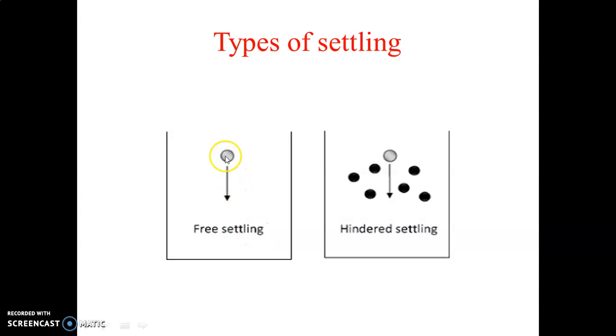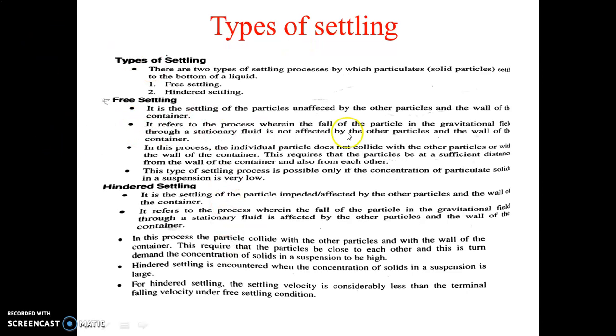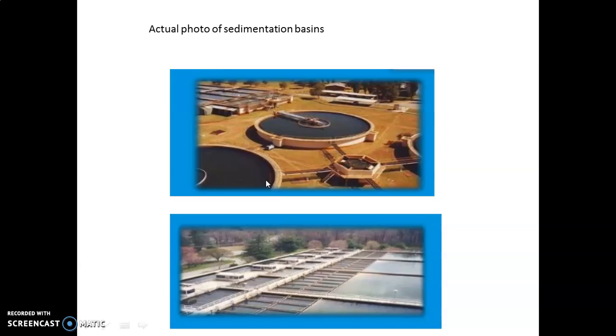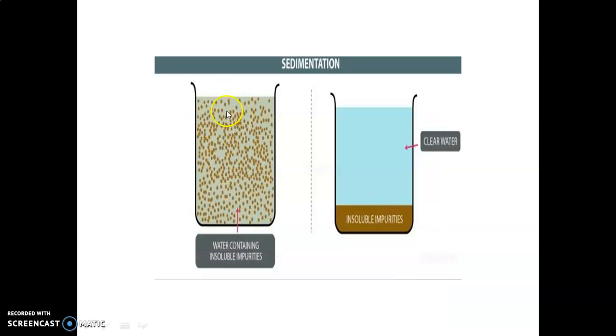That means this particle does not collide with other particles or the wall of the container. When this settling happens, it is called free settling. And when free settling happens, generally the concentration of the particulate solid in the suspension is very low. That means the quantity of solid in this liquid is very low. At that time, free settling occurs.